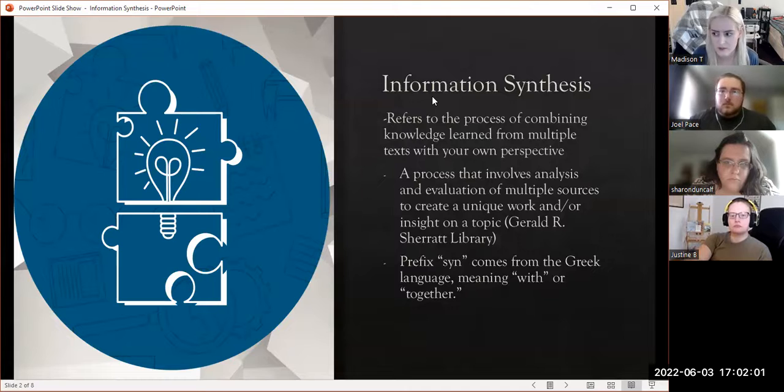So information synthesis refers to just combining the knowledge that you learn after you're absorbing multiple sources, and then you're applying your own perspective to these sources. It is a process. It's not just a one-step thing. You have to analyze and evaluate multiple sources, kind of see how they fit together.